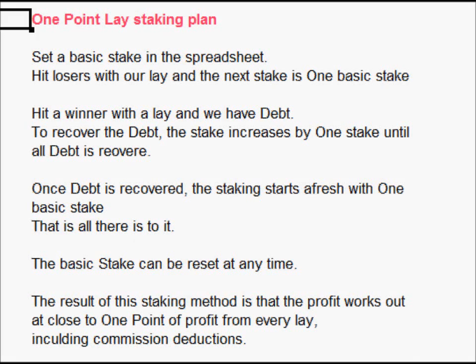This is the description of a 1-point lay staking plan spreadsheet. Set a basic stake at the top of the spreadsheet, and if you hit a loser with your lay, you have a successful lay, the stake will stay at 1 basic stake for your next lay. Hit a winner and you have lay liabilities, so you have debt.